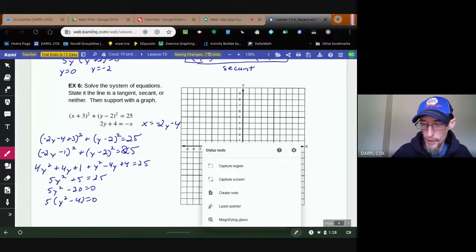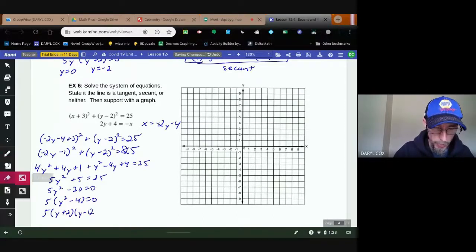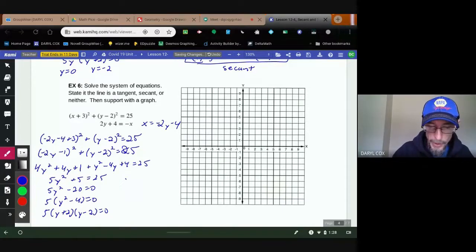But I do notice I have a difference of perfect squares. So I can factor that as 5 times (y plus 2)(y minus 2) equals 0. So my solutions are y equals negative 2 or y equals 2. And when I go to find the rest of it, I can go right back up to this form of x. I don't need to go here because I got x equals here already. So I'm going to use that.